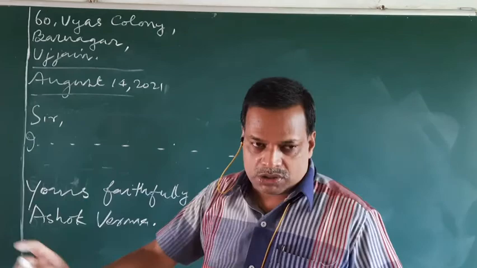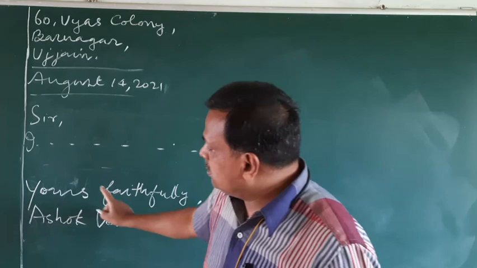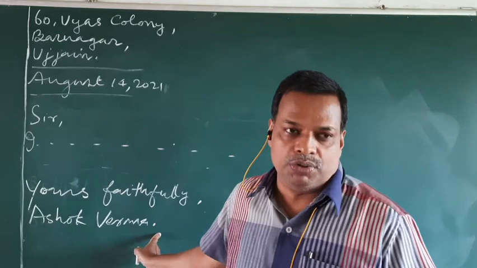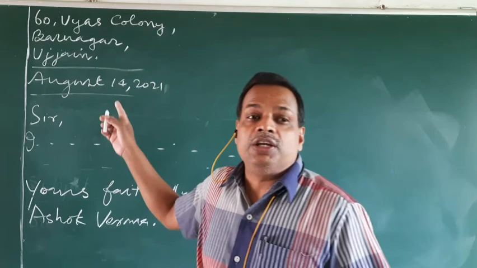Then at the end, how to conclude? Yours faithfully, Y should be capital. Here there is no apostrophe. Yours faithfully, comma, then write your name in full. So this is the way of writing a formal letter or letter of complaint. Hope you have understood. Okay, thank you.